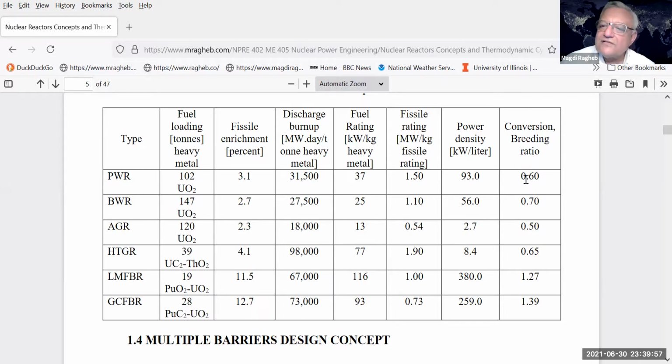When the breeding ratio is less than 1, we don't call it a breeding ratio anymore. We call it a conversion ratio. So existing pressurized water reactors and BWRs do produce fissile fuel in the form of plutonium, but the conversion ratio in that case is 0.60. You produce only 0.6 atoms or nuclei of plutonium-239 and then burn it per atom of uranium-235 that you burn. So eventually, definitely, humanity, once the supplies of uranium-235 start being depleted, has to switch to breeding.